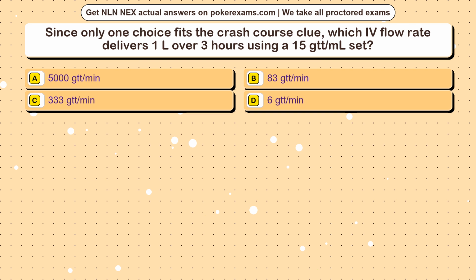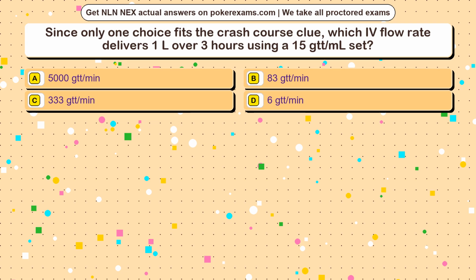Question 21. Since only one choice fits the crash course clue, which flow rate delivers 1L over 3 hours using a 15 GTT/ml set? Option A, 5000 GTT/min. Option B, 83 GTT/min. Option C, 333 GTT/min. Option D, 6 GTT/min.